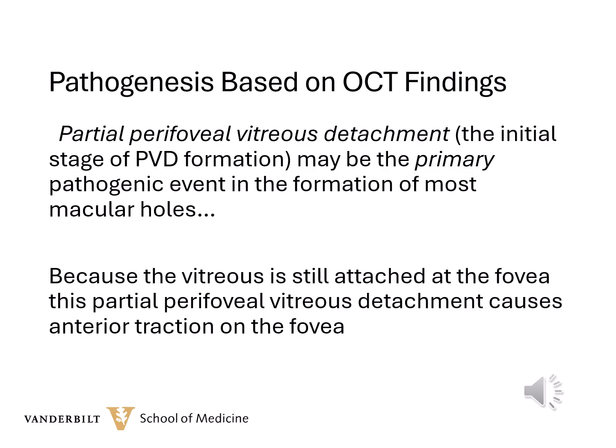The pathogenesis of most macular holes is a partial parafoveal vitreous detachment, and this is the first initial stage of a posterior vitreous detachment formation. There's a parafoveal bursa, and the vitreous is still attached to the fovea, and that can cause some anterior traction, disruption of the retina, and the formation of a macular hole.